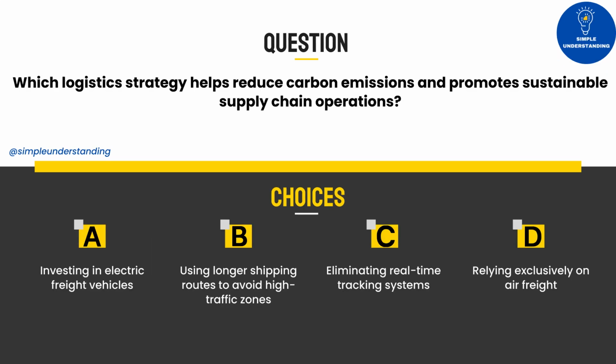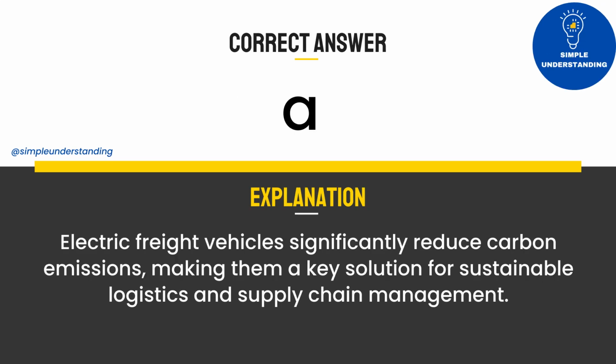9. Which logistics strategy helps reduce carbon emissions and promotes sustainable supply chain operations? A. Investing in electric freight vehicles. B. Using longer shipping routes to avoid high-traffic zones. C. Eliminating real-time tracking systems. D. Relying exclusively on air freight. Correct answer: A. Investing in electric freight vehicles. Explanation: electric freight vehicles significantly reduce carbon emissions, making them a key solution for sustainable logistics and supply chain management.